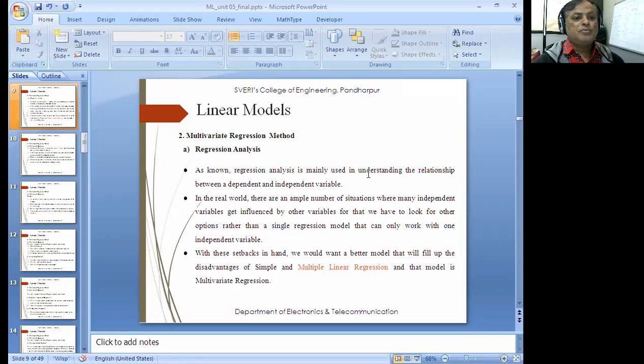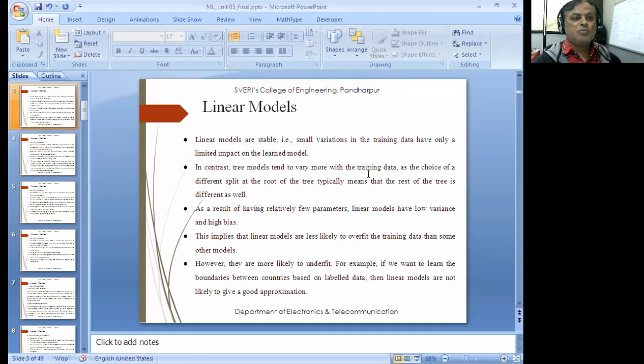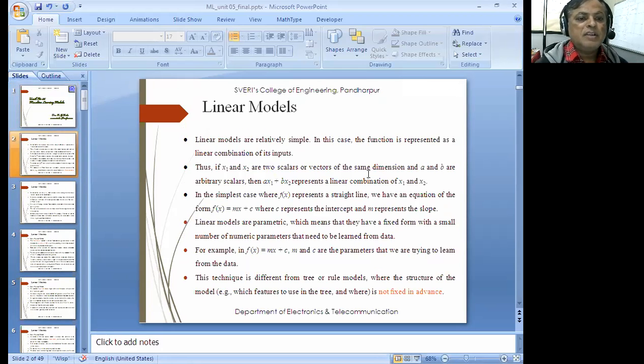So multivariate we'll see in the next lecture. Once again, we'll just revise a little bit what we have seen. This is the linear model, a linear combination of the input. So we can say ax1 plus bx2, which is a linear combination of x1 and x2. We get a straight line with the help of the equation f of x is equal to mx plus c, where m represents the slope, c represents the intercept, and m and c are the parameters we are trying to learn from the data.